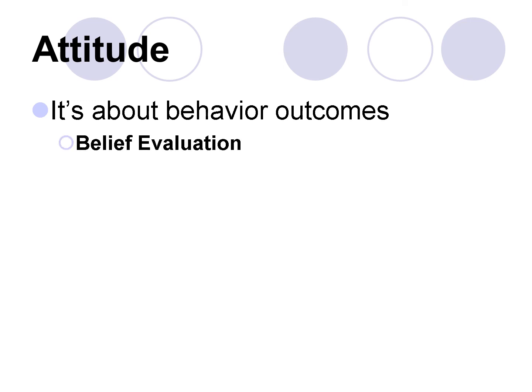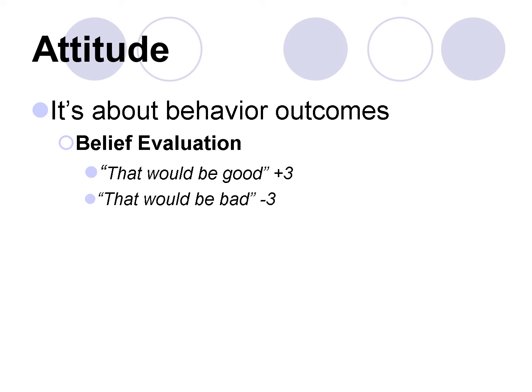The first one is belief evaluation. And belief evaluation is whether or not we think that the outcome of that behavior is good or bad. And I have there, if that would be good, it's +3. If you say that would be bad, it would be a -3, right? Because a person's going to score a given outcome from -3 to a +3.